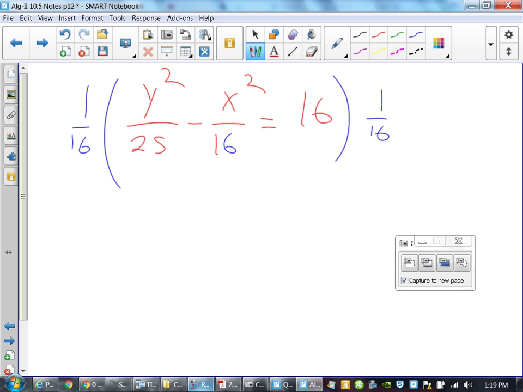So here's what happens. Now, you just distribute the 1/16. When you distribute the 1/16, you're going to get y squared over 400 minus x squared over 256 equals 1. And now it's easy.